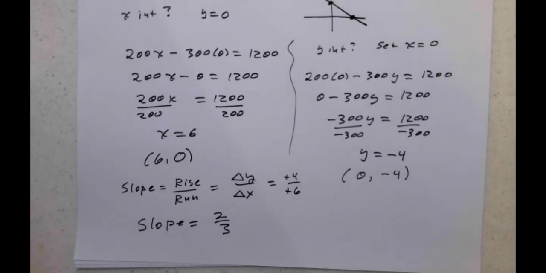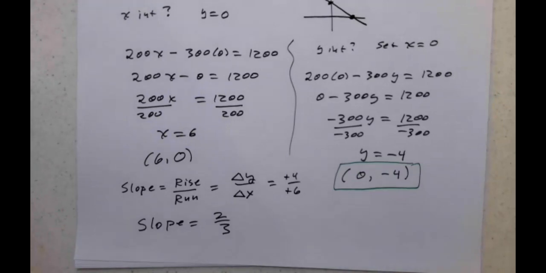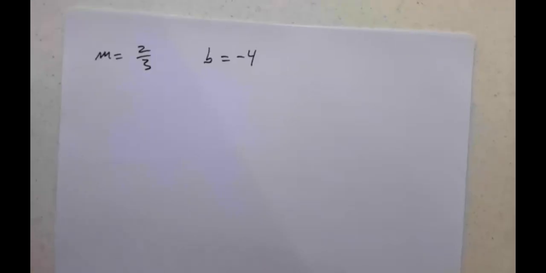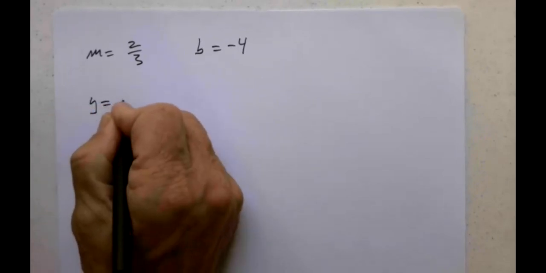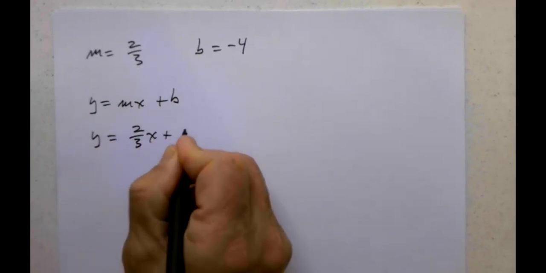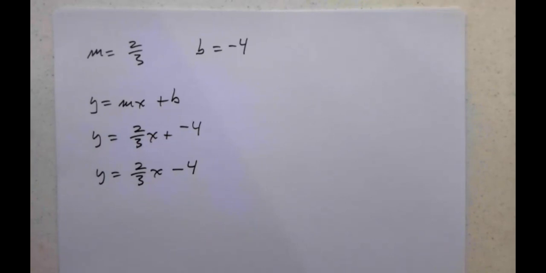And you'll notice we said the y-intercept over here was 0, negative 4. And we can see that on the graph. The y-intercept, where it crosses the y-axis, is at 0, negative 4. So we have slope is 2/3, y-intercept is negative 4. M is 2/3, B is negative 4. So our equation is y equals mx plus b. So y equals 2/3 x plus negative 4, which we're going to write as y equals 2/3 x minus 4.